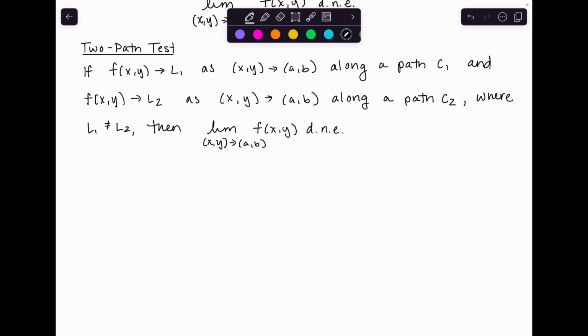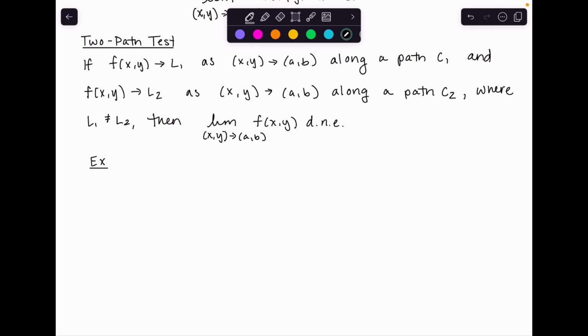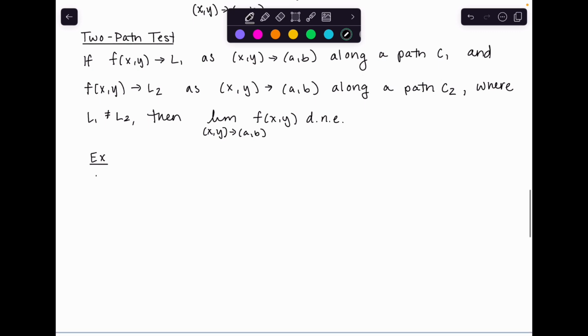Okay. We'll see what happens in the case that you try the same path or try different paths and you get the same result over and over. Probably an indication that the limit exists and you might have to do something a little bit harder. So again, we like when the limit does not exist. Okay. Let's try an example.